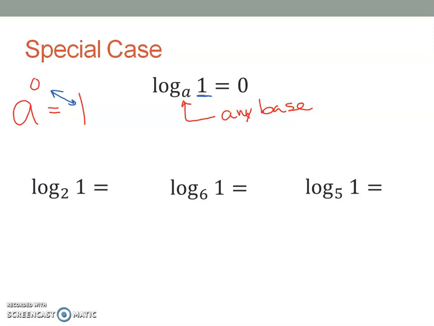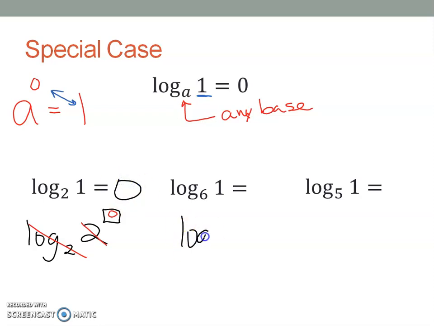Okay, log base 2 of 1. Our rule is I have to rewrite that as a log base 2 of 2 to some power. Well, 2 to what power gives me a 1? Any base to the 0 power gives me 1. So that means that I'm going to plug a 0 in here. So when I cancel my 2's, all I'm left with is a 0.